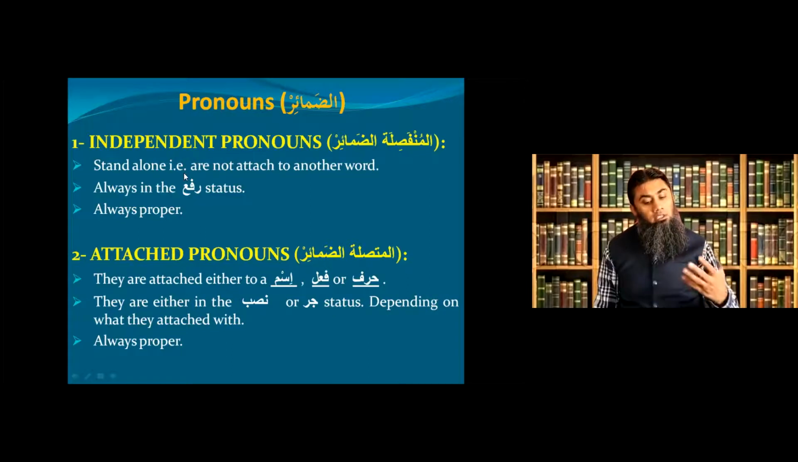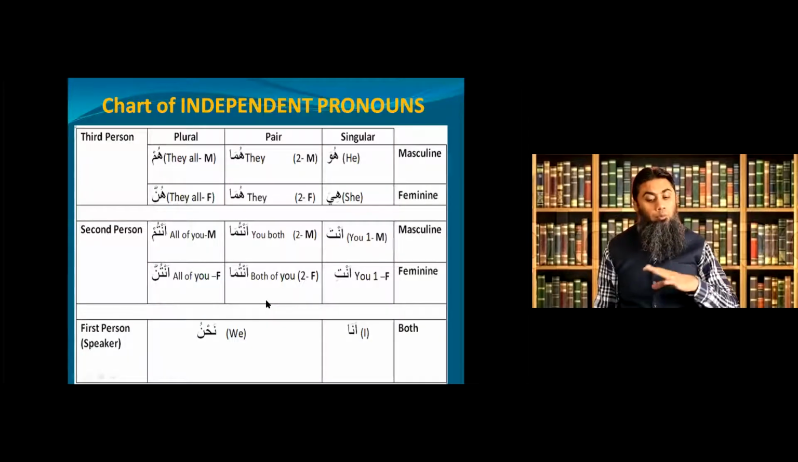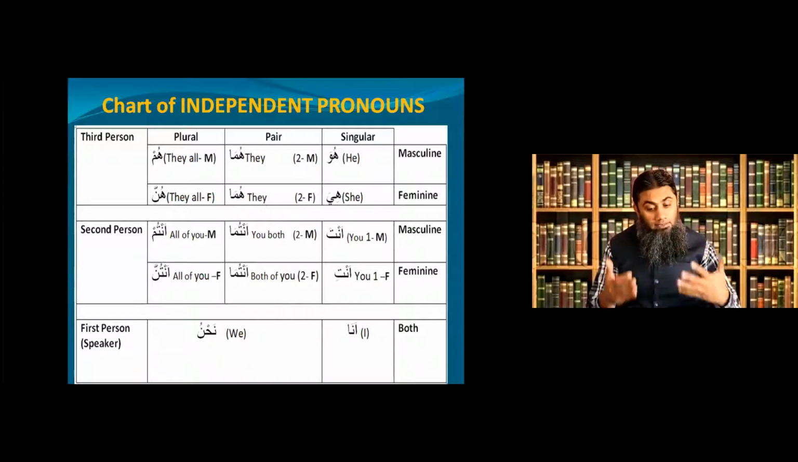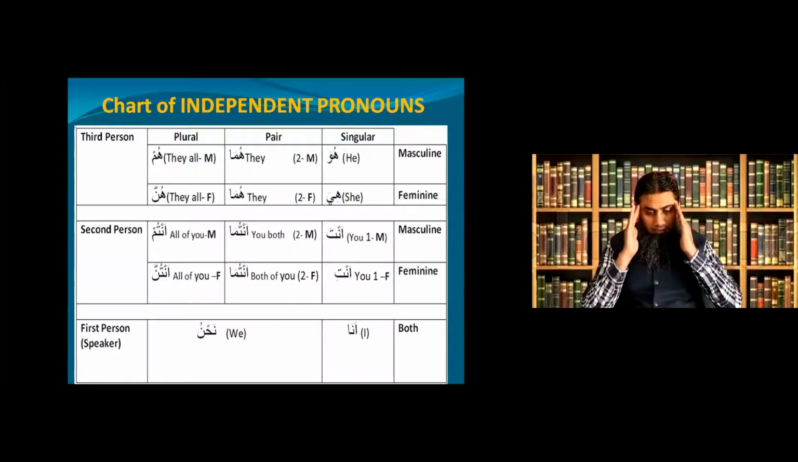Independent ones come on their own, and attached ones come as an attachment with the word. Now let me show you this chart of pronouns, which inshallah I will suggest to you. First of all, let me explain the chart for you. How is the chart constructed? Understand it conceptually.